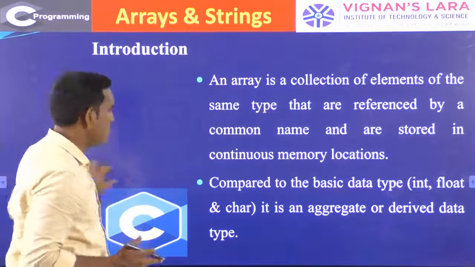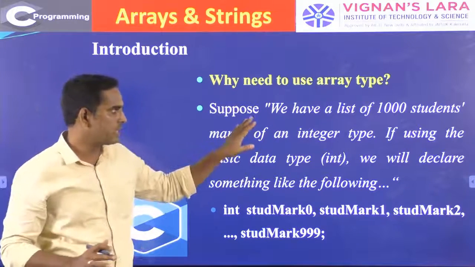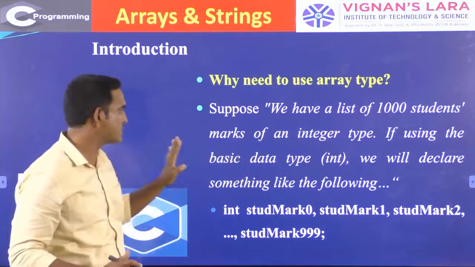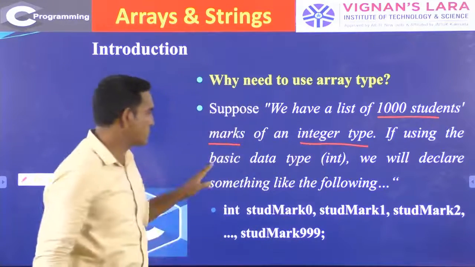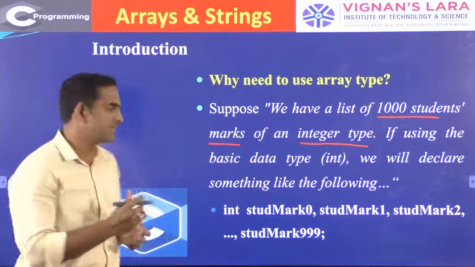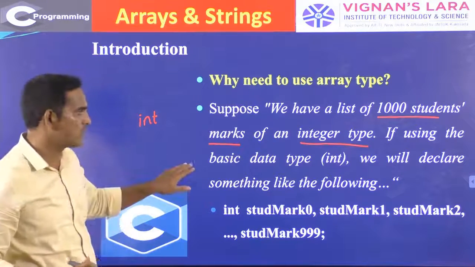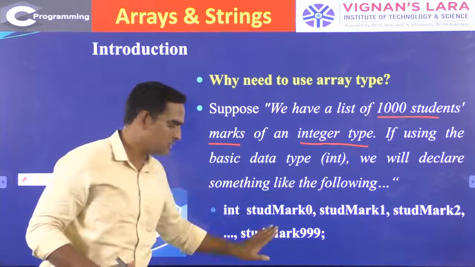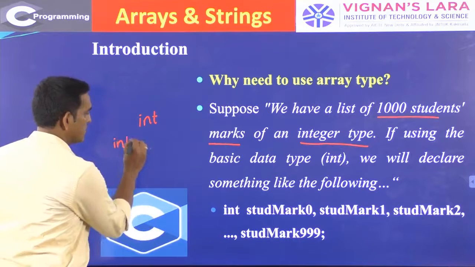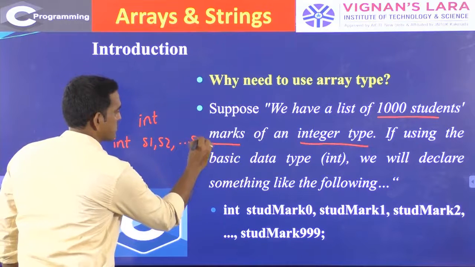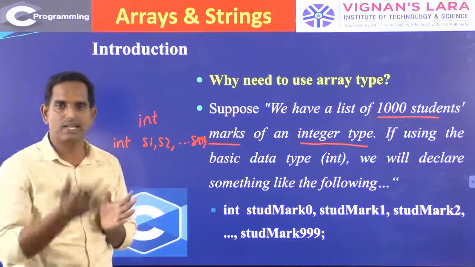Next, why do you need arrays in C or any language? Suppose you have a list of 1000 students, and you have to store these 1000 student marks of integer data type. If you are using only the basic data type and you don't have arrays, what are you going to do? You have to declare in the following manner. If I want 1000 elements in the program, I have to declare S1, S2, like this, up to S999. I have to declare 1000 variables to store the 1000 marks of the students in your class.